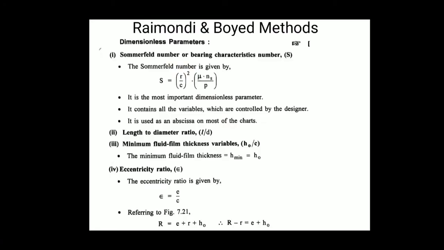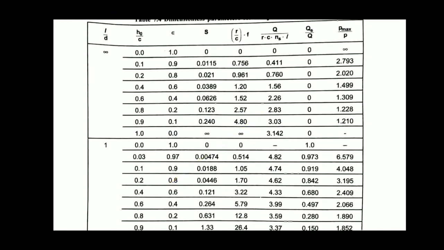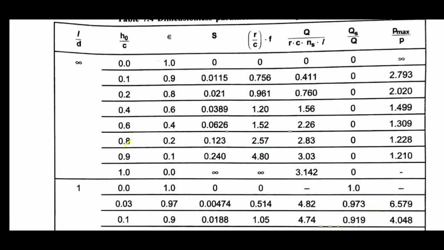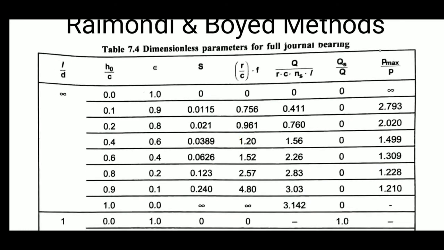Here it is very important: there is only one type of numerical in this chapter, and it depends on the Raimondi and Boyd method, correct? This kind of chart they will give in the exam, with all the parameter formulations. See, this is the table for Raimondi and Boyd. It lists the L by D ratio, h0 by C, the oil film thickness with respect to clearance, the eccentricity ratio epsilon, S the Sommerfeld or bearing characteristic number, then R by C into f, the coefficient of friction variable, the flow variable Q by R C ns into L, the flow ratio Qs by Q, and the pressure ratio P max by P, or most of the time P by P max, whichever is given in the table that you need to take.